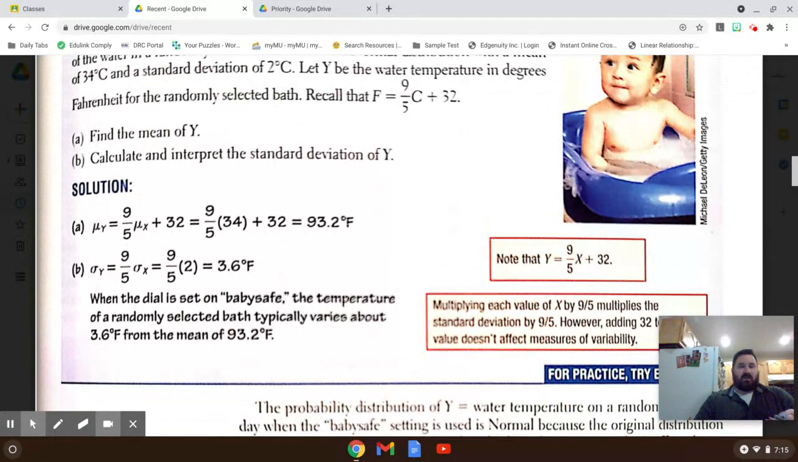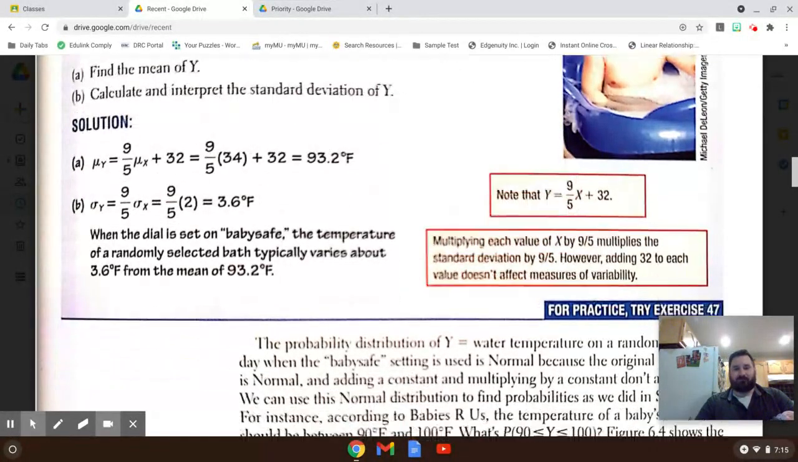So just remember, adding or subtracting a constant does not affect the standard deviation, but it does affect the mean. And multiplying or dividing by a number affects both.